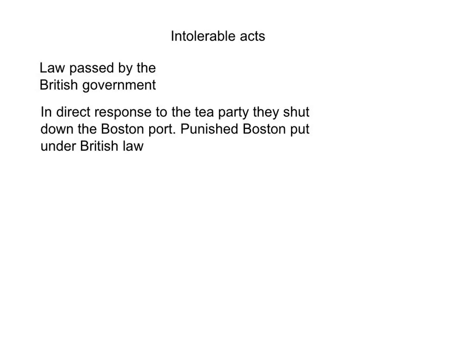The Administration of Justice Act allowed the governor to move trials of accused royal officials to another colony or even to Great Britain if he believed the official could not get a fair trial in Massachusetts. The Quartering Act and the Quebec Act were also Intolerable Acts. Many colonists saw the Intolerable Acts as a violation of their constitutional rights and their colonial charters.